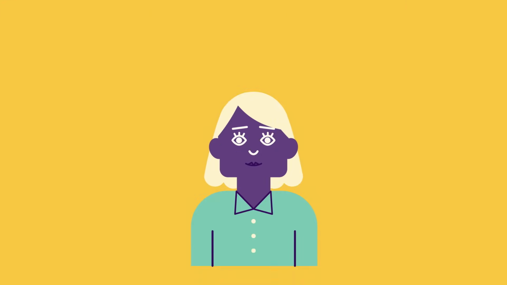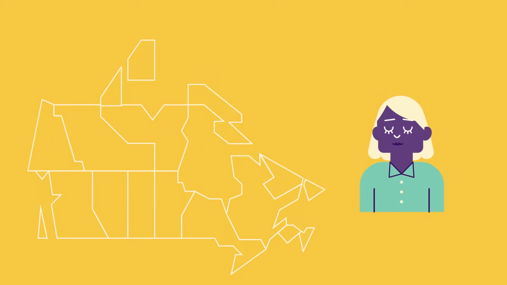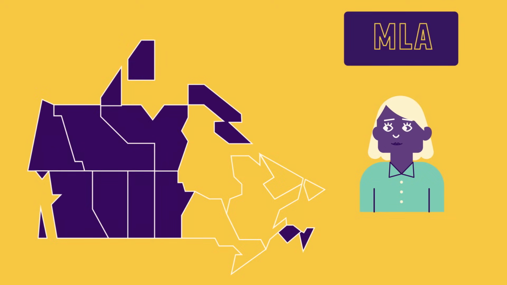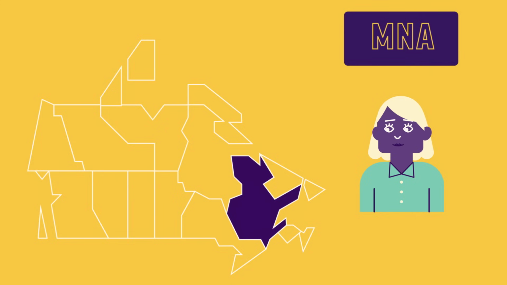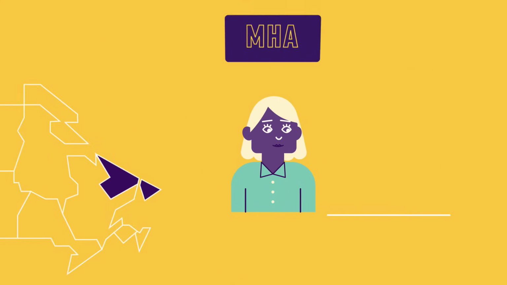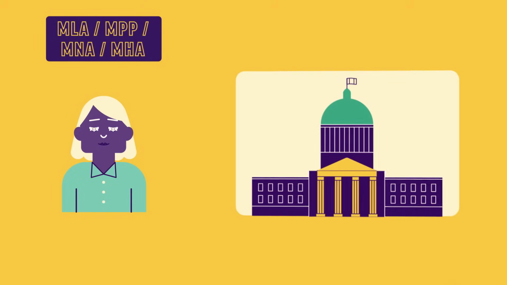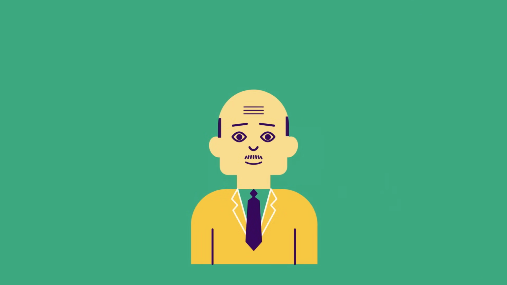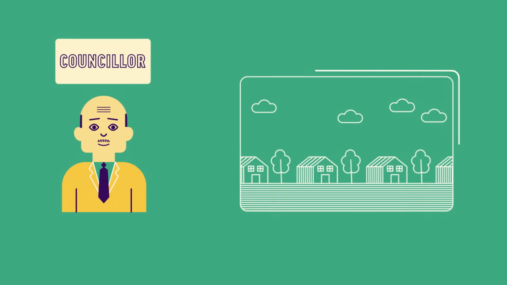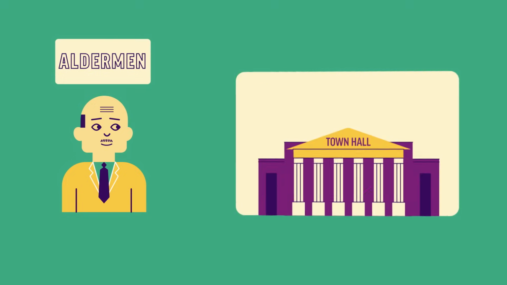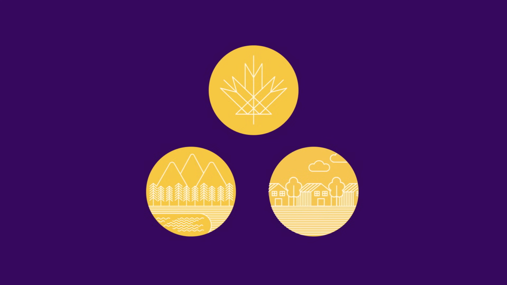Then, depending on where you live, the provincial or territorial elected representatives are known as members of the Legislative Assembly, members of Provincial Parliament, members of the National Assembly, or members of the House of Assembly. They meet at their respective legislatures in the capital of the province or territory. Finally, at the municipal level, our elected representatives are normally called councillors or aldermen, and they meet at their city or town hall.